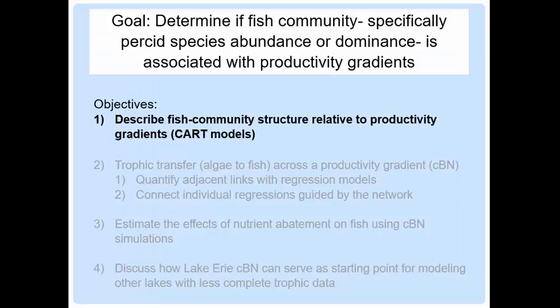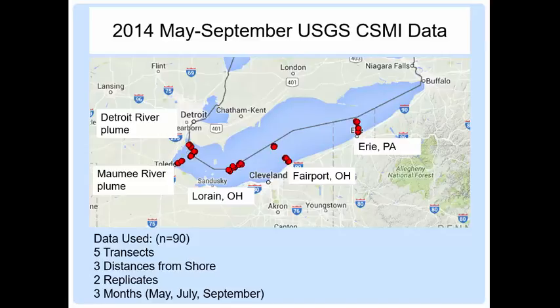Okay. So I'm going to tell you a little bit about the data set that we used and some of the patterns that we were able to pull out of it. Our goal was to look at whether certain different aspects of the fish community, specifically percid species abundance, because the goal is a cool water fish community with walleye as a dominant predator, are associated with productivity. The way we started out looking at that was using a CART analysis, and I'll talk a little bit about what that involves. But first, the data.